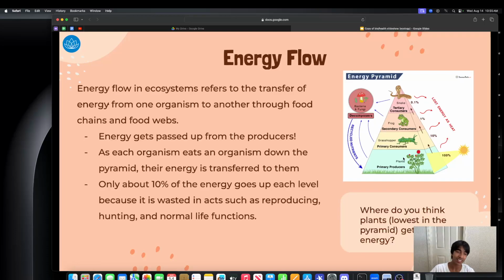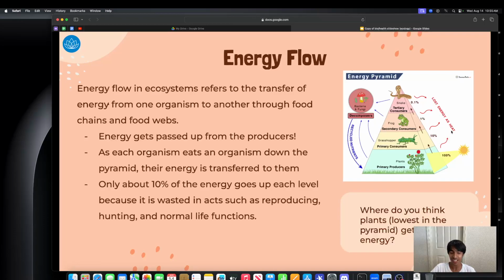Please write this down. This is the single most important part of this. This will be on many exams and tests. So only 10% of the energy is passed up each level. Like you can see the frog has 1%, and then that energy is lost as heat.